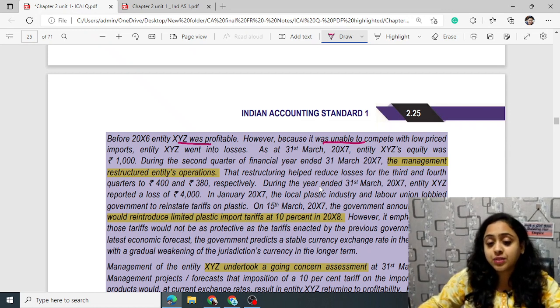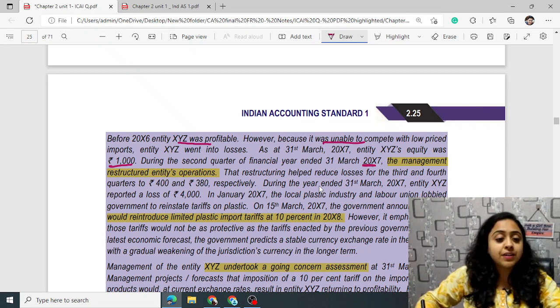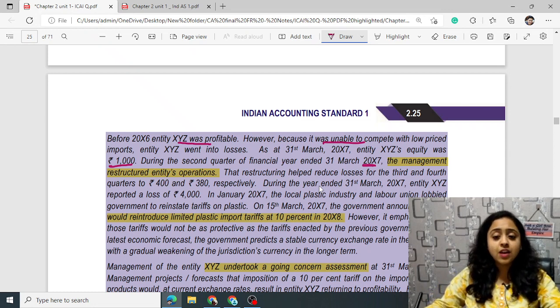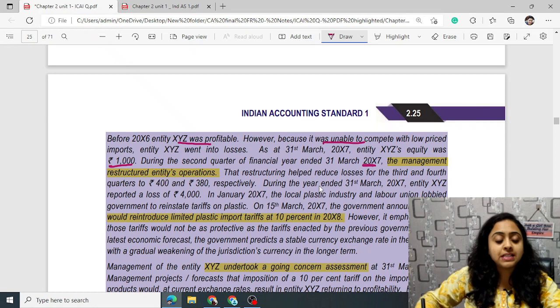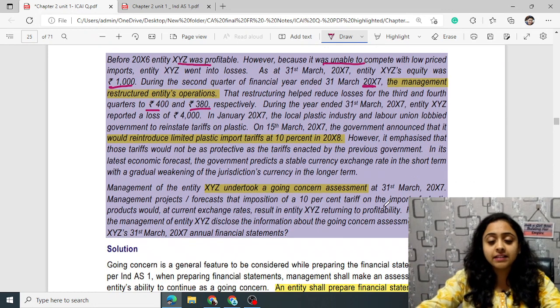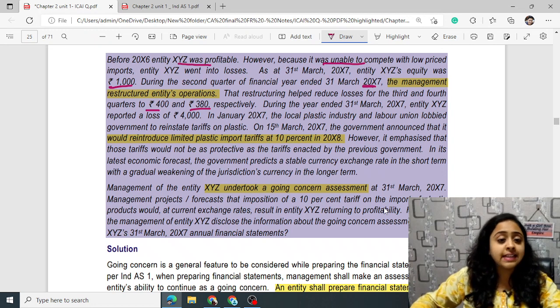As at 31st March 2007, entity XYZ's equity was rupees 1000. During the second quarter of the financial year ended 31st March 2007, the management restructured the entity's operations. The restructuring helped reduce losses for the third and fourth quarter to rupees 400 and rupees 380 respectively. During the year ended 31st March 2007, entity XYZ reported a loss of rupees 4000. So from being profitable, it went into losses of rupees 4000.